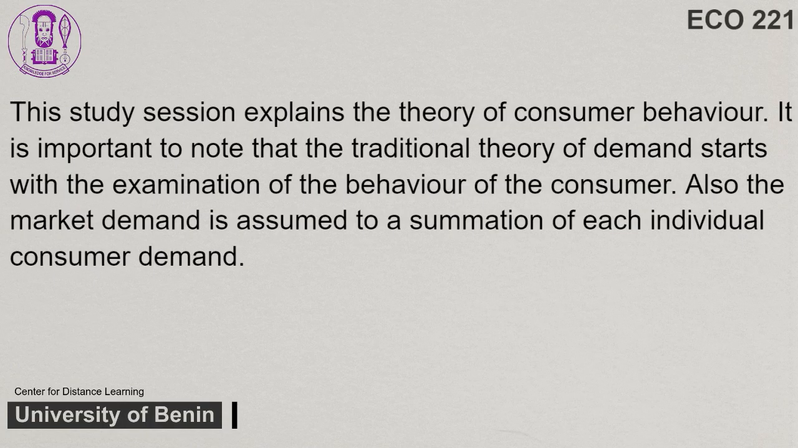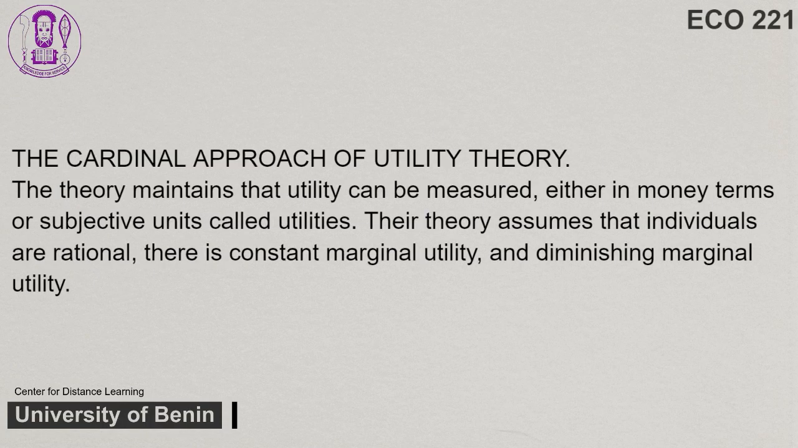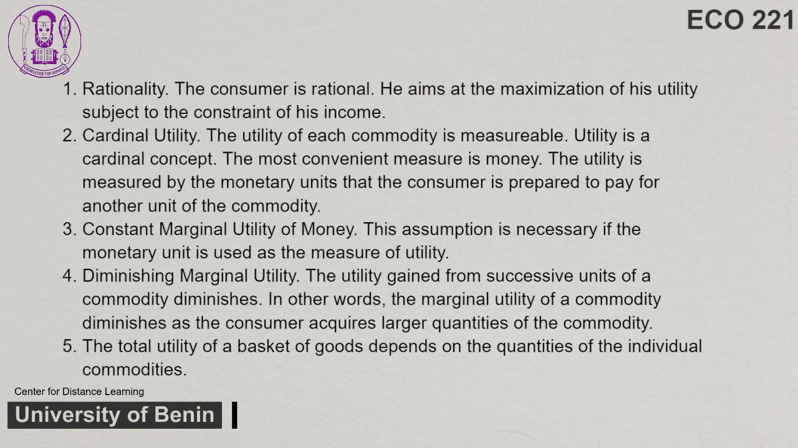The cardinal approach of utility theory. The theory maintains that utility can be measured, either in money terms or subjective units called utilities. The theory assumes that individuals are rational, there is constant marginal utility of money, and diminishing marginal utility. 1. Rationality. The consumer is rational. He aims at the maximization of his utility subject to the constraint of his income.